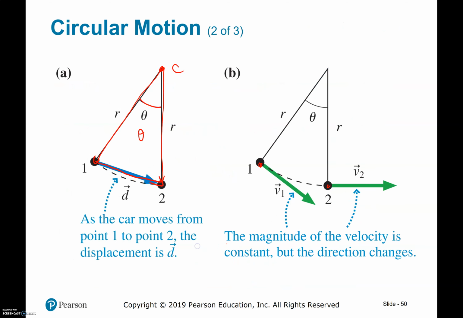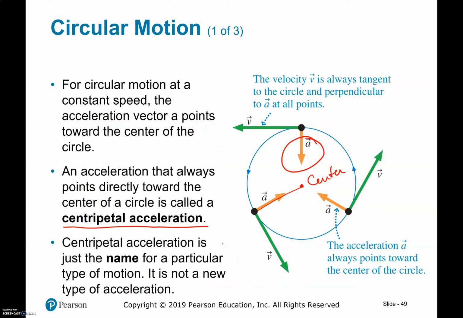So let me just go back to this picture here. To summarize, circular motion is motion in a circle. It is defined by the radius r. The acceleration has a magnitude v squared over r, and it always points towards the center of the circle.